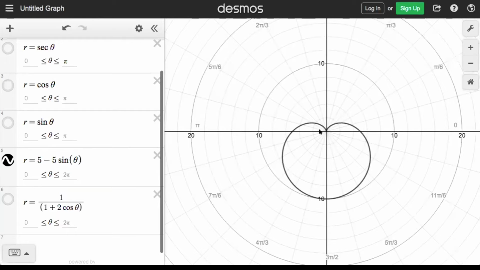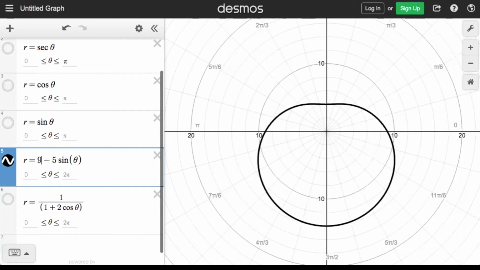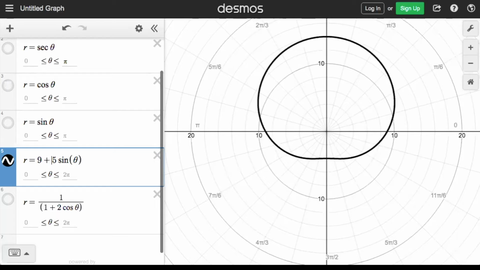Now, what do you think is going to happen if I make this bigger than this? There won't be a loop? Well, there's no loop now, right? So let's see what happens. Well, that got bigger. What if I make it a lot bigger? Ooh, it starts to flatten out. What if I make this plus? Oh, okay.